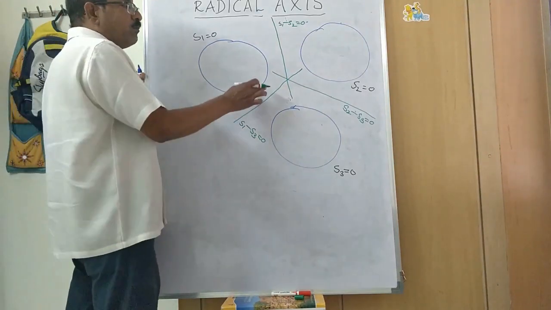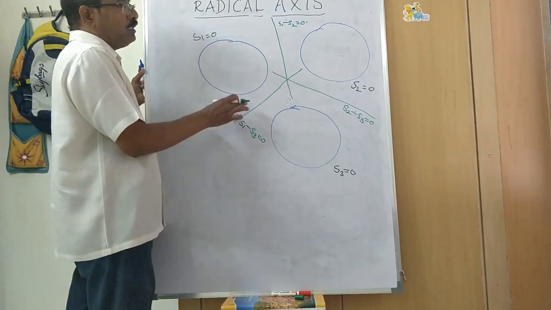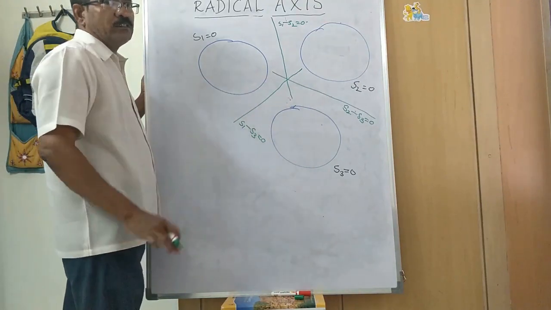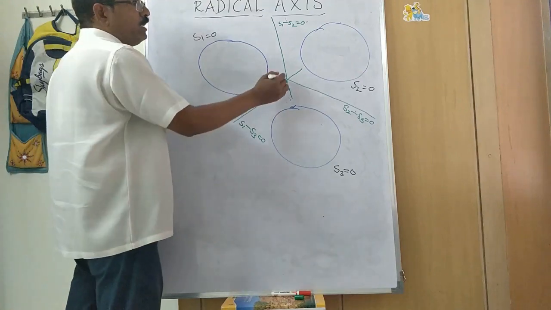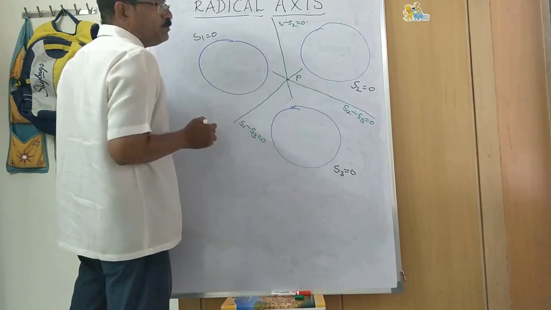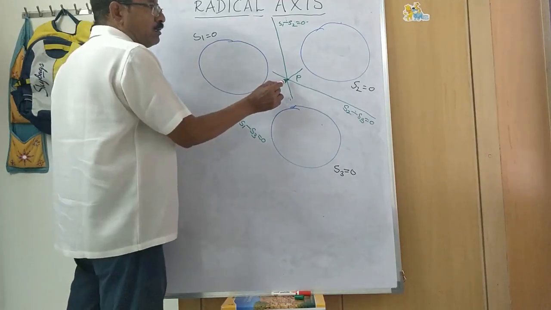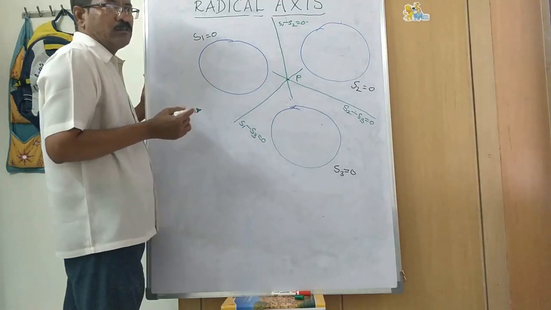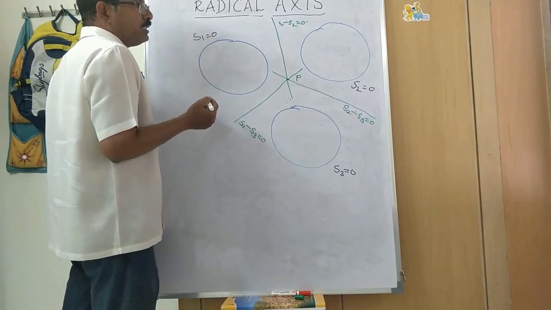Okay. What you observe, these 3 are concurrent. They meet at one point. This point, say P, is called the radical center. Radical center of the circles.